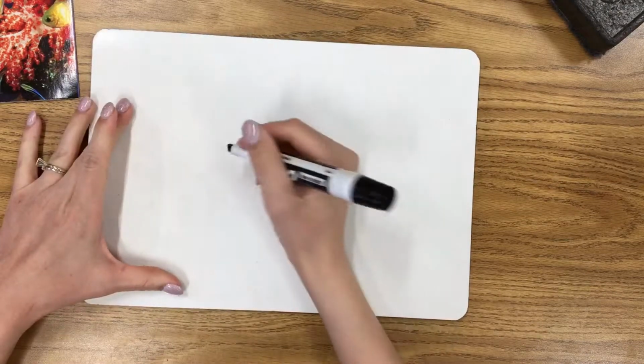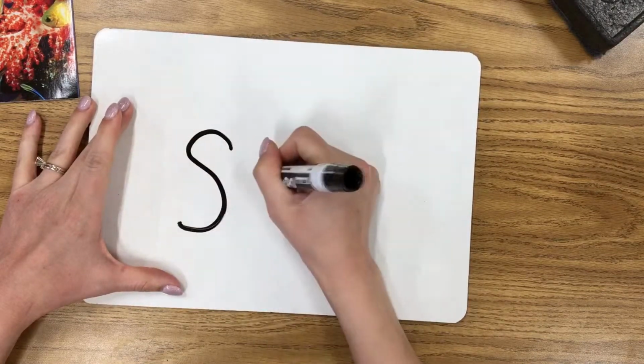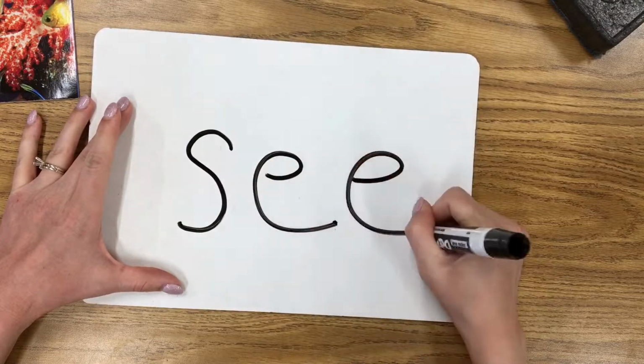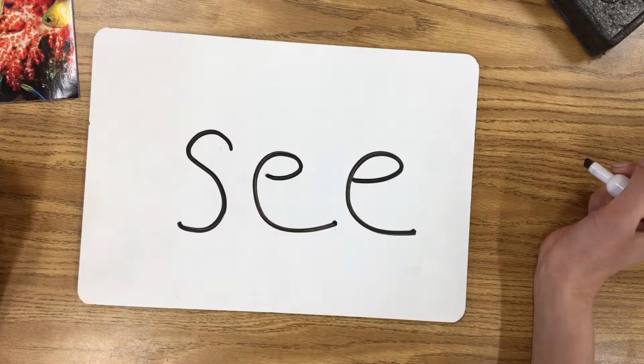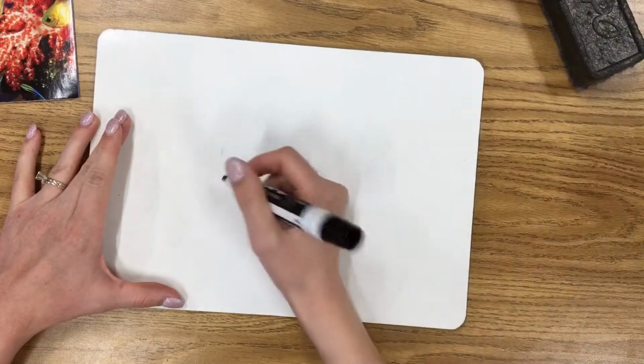Here is another sight word. Let's see if you know this one. All right, 1, 2, 3. That sight word is see. See is the sight word. All right, let's try one more.